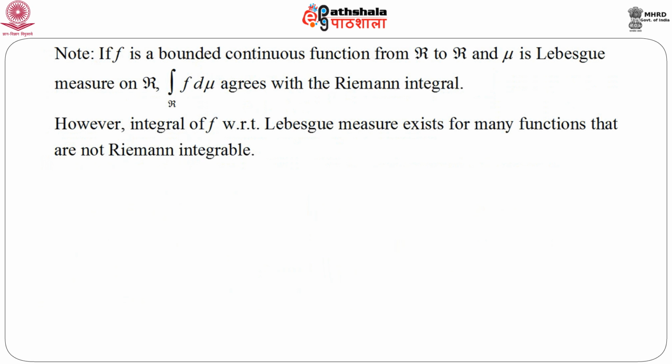Now, if f is a bounded continuous function from the real line to the real line, and mu is the Lebesgue measure defined on the real line, then it is immediately seen that the integration of f over the real line with respect to mu agrees with the Riemann integral. So, from the Lebesgue integral we can always get the Riemann integral, but the integral of f with respect to Lebesgue measure exists for many functions that are not Riemann integrable. That means it is not necessary that if a function is Lebesgue integrable, it is also Riemann integrable.